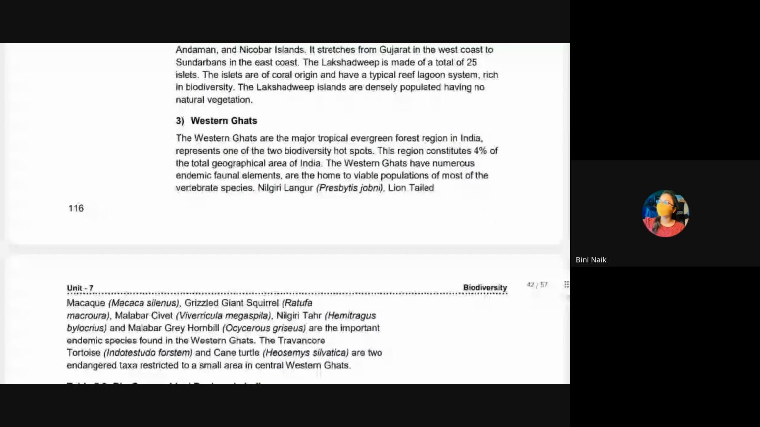Then in the Western Ghat, tropical evergreen forests are found. Why? Because it receives an ample amount of rainfall, mostly during the monsoon season, being characterized by a high amount of precipitation mostly during the monsoon period, and it is not as disturbed as compared to other parts of these kinds of regions.